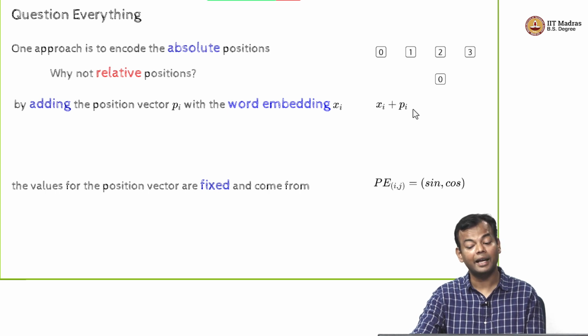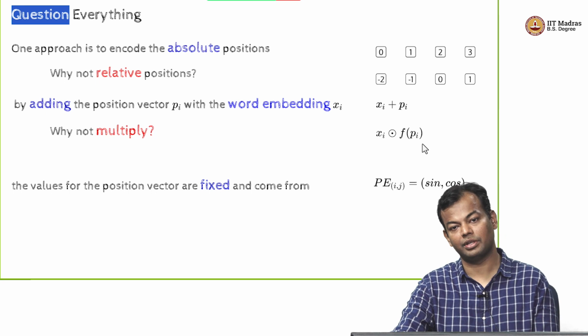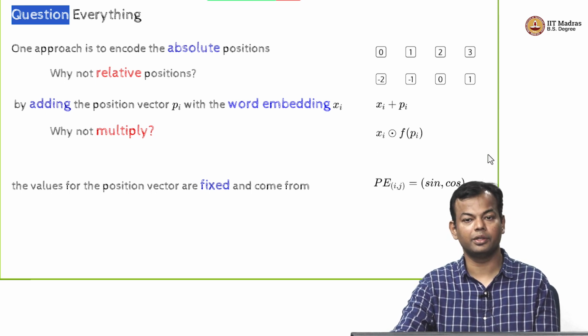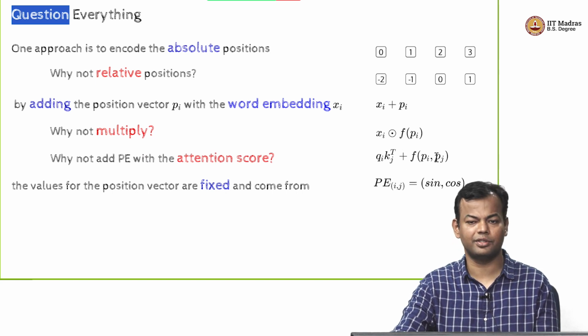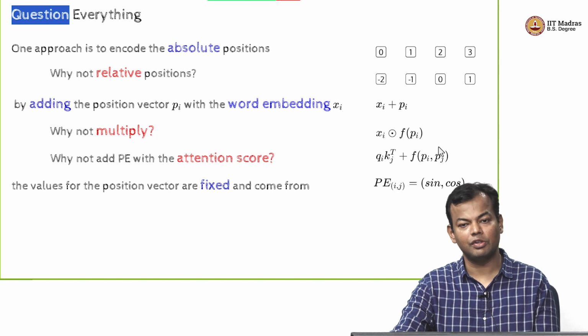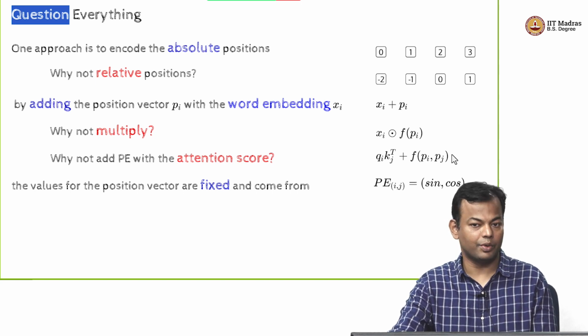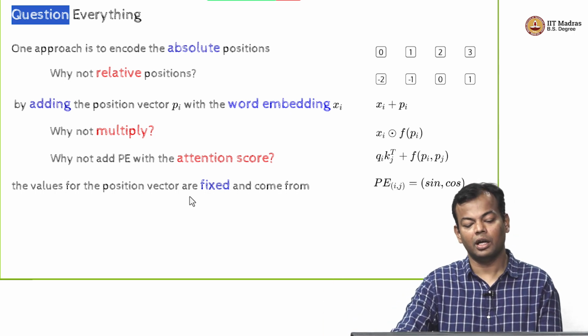And so far we were adding the position embedding to the word embedding. Can we do something else? Can we multiply it? Can we have a position embedding and do, suppose, a Hadamard product between the two vectors, or we could add it to the attention score? And where does this intuition come from? This will become clear, right? So for now I'm just asking these questions. Why these questions make sense will become clear over the course of the lecture, right?